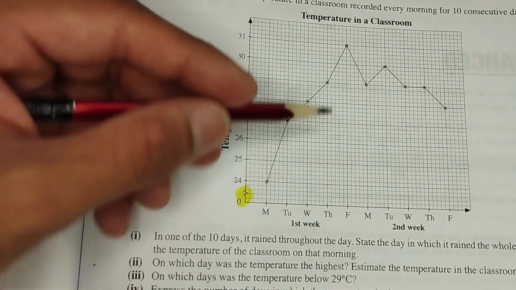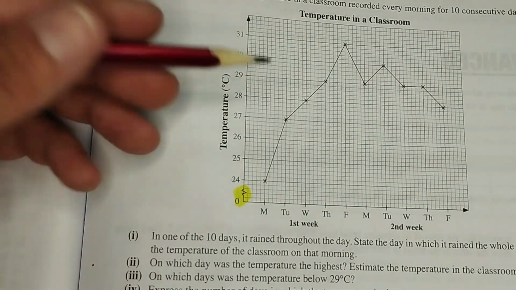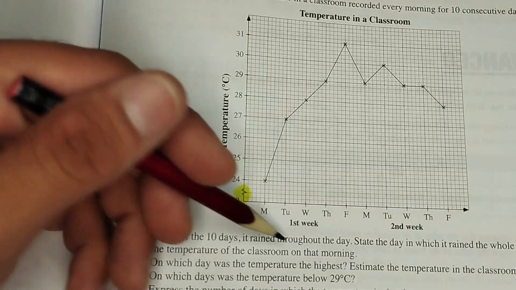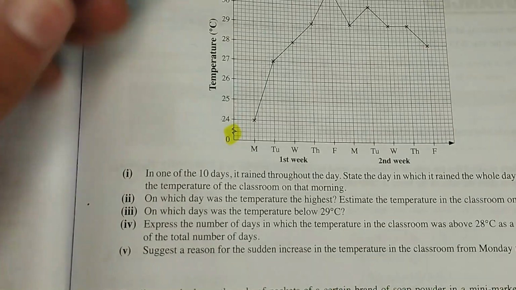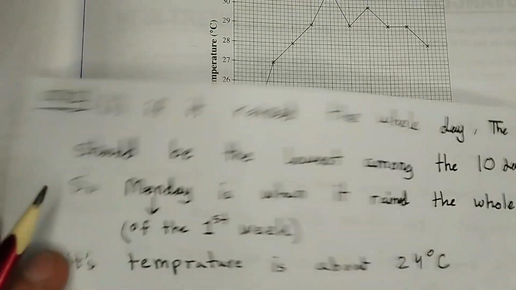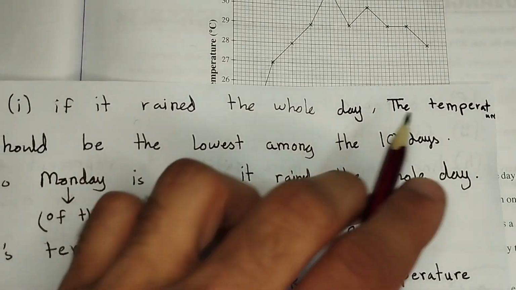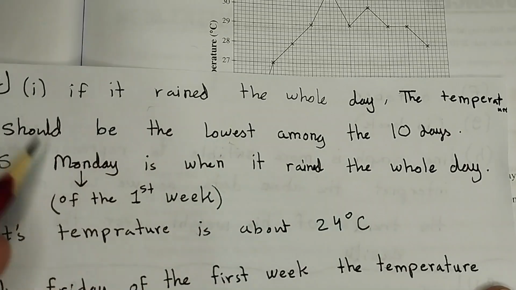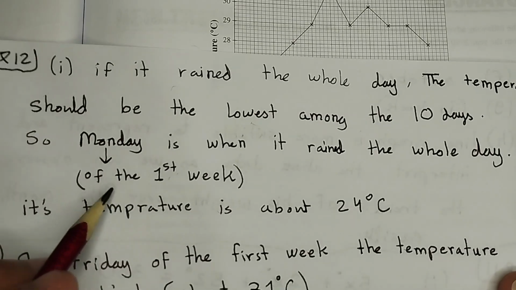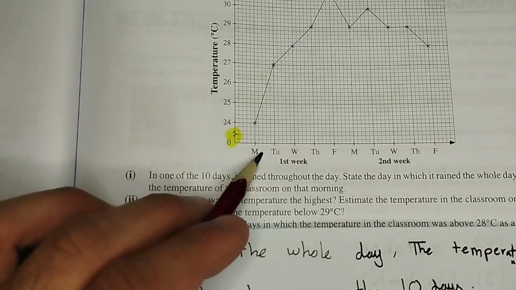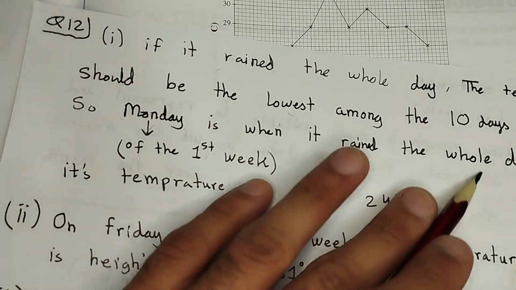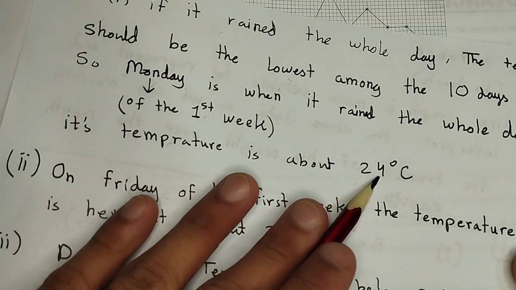Which of these days in this graph has the lowest temperature? That's going to be the day on which it rained throughout the day, and you can just read the temperature of that day. So if it rained the whole day, the temperature should be the lowest among the 10 days, which is on the Monday of the first week. You have to clearly specify which Monday you're talking about, the first week or the second week. So it is the Monday of the first week, when it rained the entire day, and the temperature was about 24 degrees Celsius.